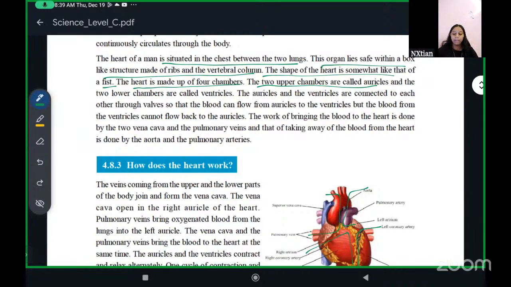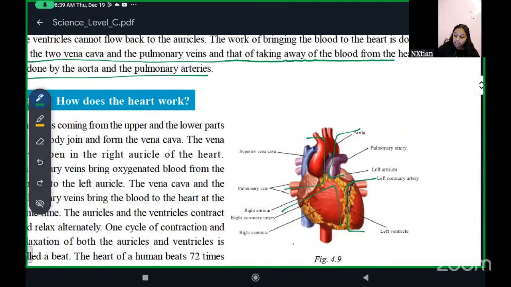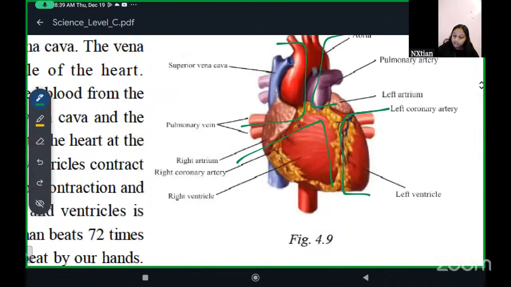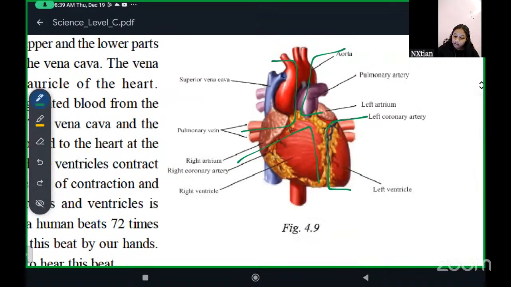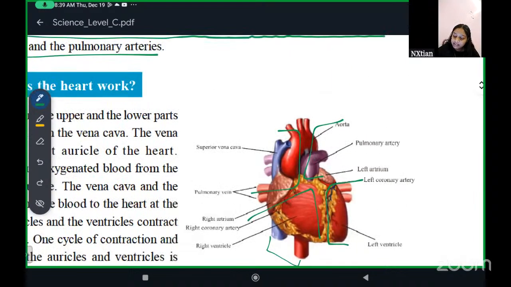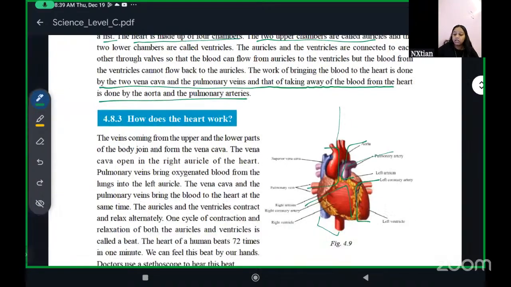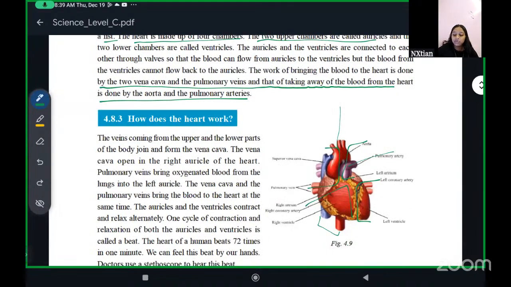The work of bringing the blood to the heart is done by the 2 vena cava and the pulmonary veins. The work of taking the blood away from the heart is done by the aorta and the pulmonary artery. Can you see, these bring the blood to the heart, and these pump the blood to the rest of our body.